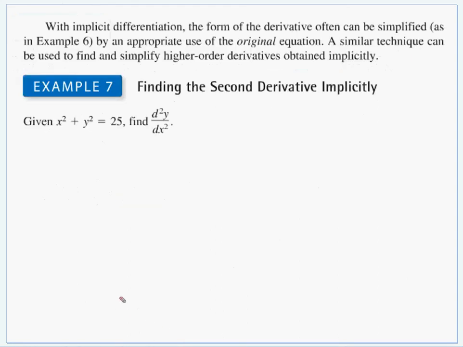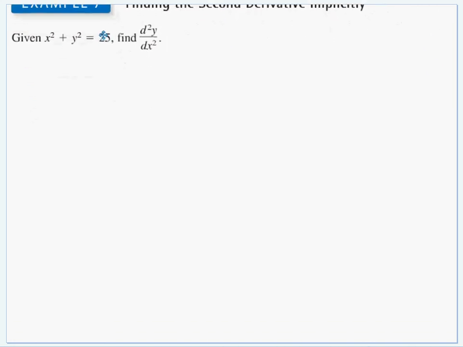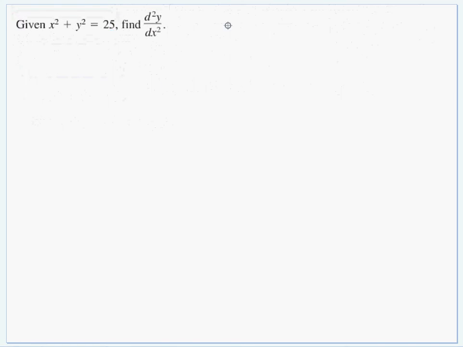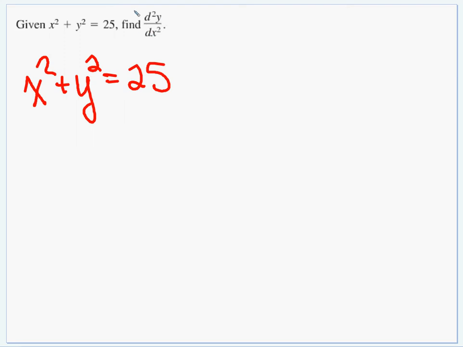Example 7, finding the second derivative implicitly. With implicit differentiation, the form of the derivative can often be simplified, as we saw in the last example, by the appropriate use of the original equation. A similar technique can be used to find and simplify higher order derivatives that we find implicitly. So here it says, given this is just a circle, x squared plus y squared equals 25. They want us to find the second derivative, d squared y over dx squared.